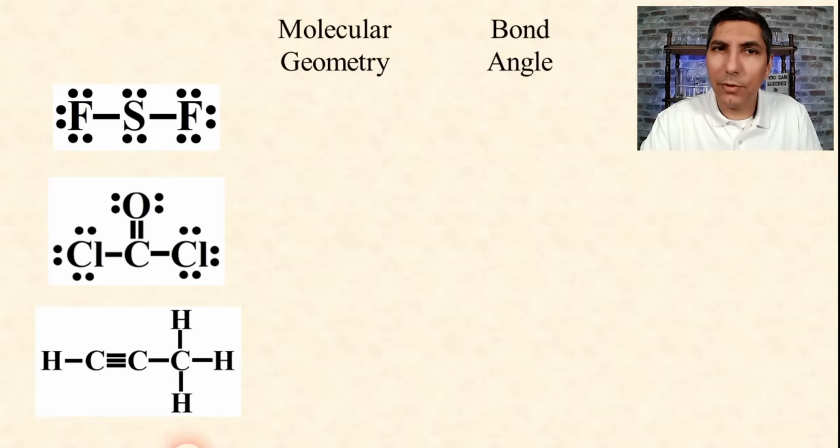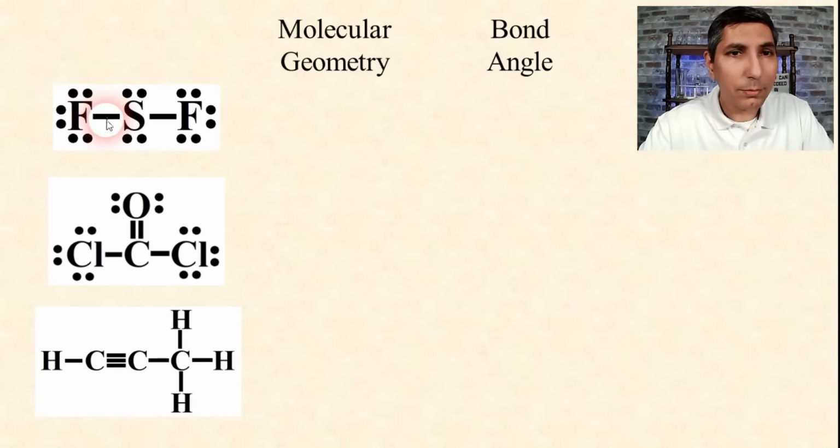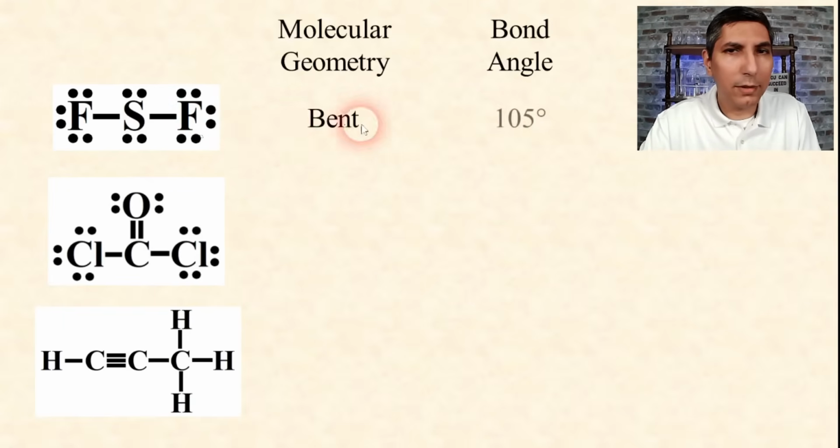Now, we can take this a step further and talk about the molecular geometry and the bond angle for each of these molecules. So on this one, we have a molecular geometry, since it has 2 sigma bonds, 2 unshared pairs, that's called a bent geometry. Now, you might be thinking that doesn't look bent. It has a bond angle of 105 degrees. It doesn't look like that the way it's drawn.